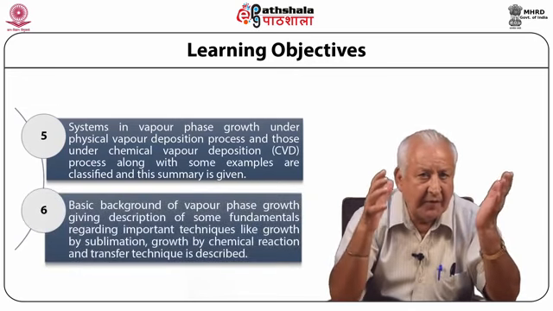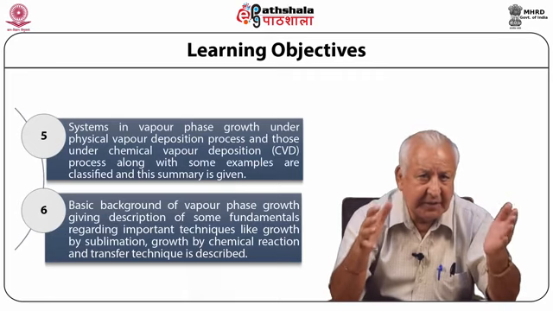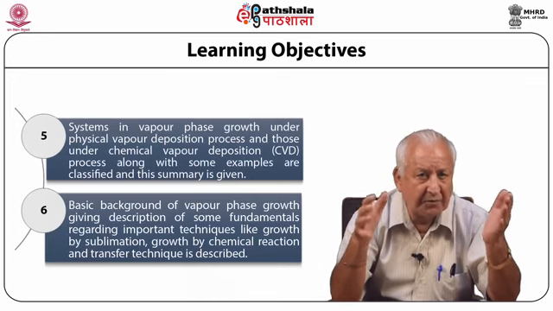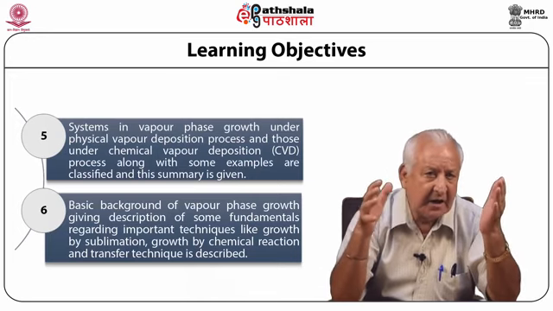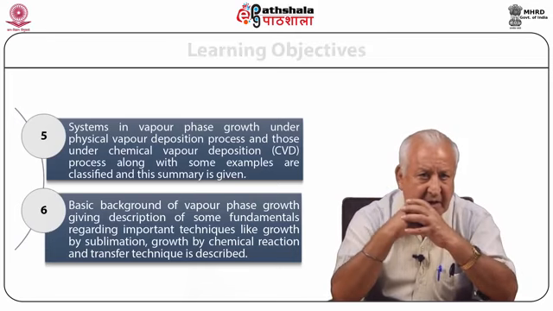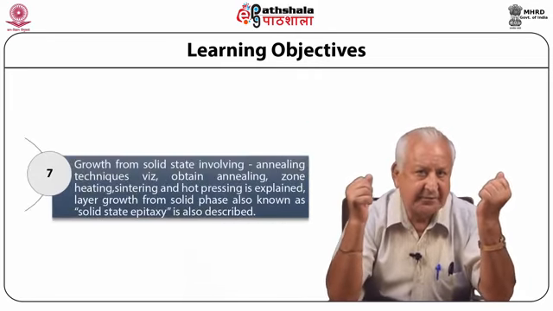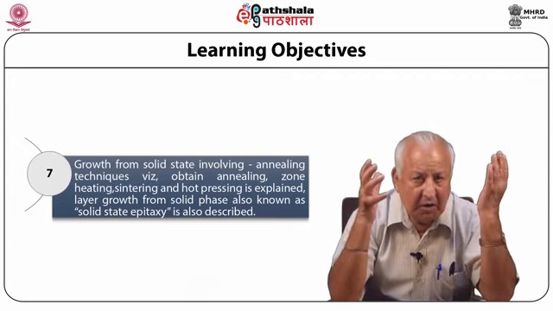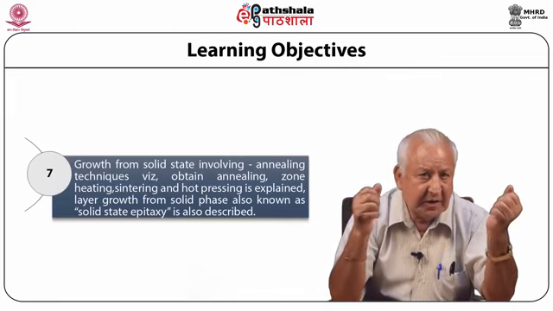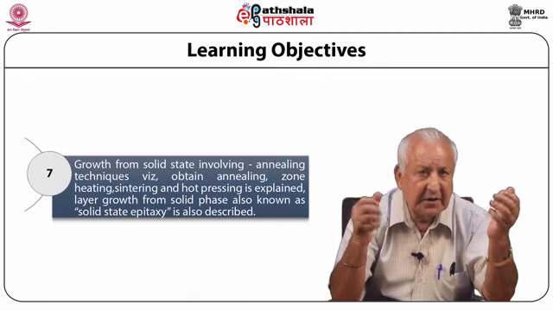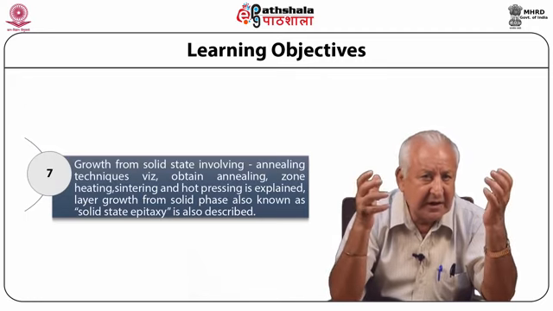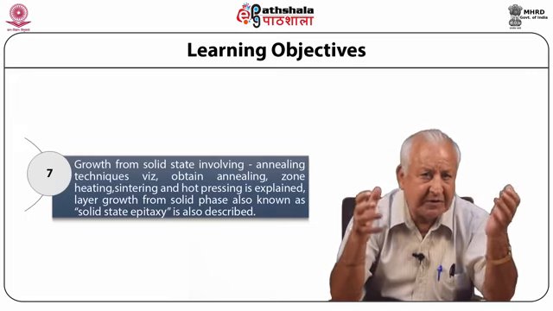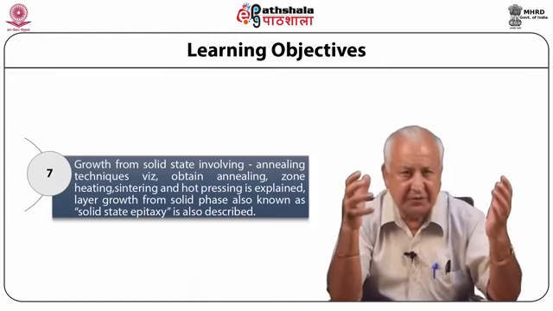Basic background of vapor phase growth, giving a description of some fundamentals regarding important techniques like growth by sublimation, growth by chemical reaction, and transfer technique is described. Growth from solid state involving annealing techniques, namely strain annealing, zone heating, sintering, and hot pressing is explained. Layer growth from solid phase, also known as solid state epitaxy, is also described.